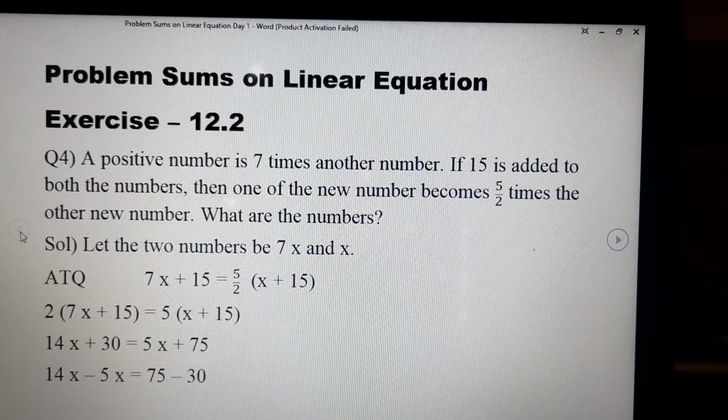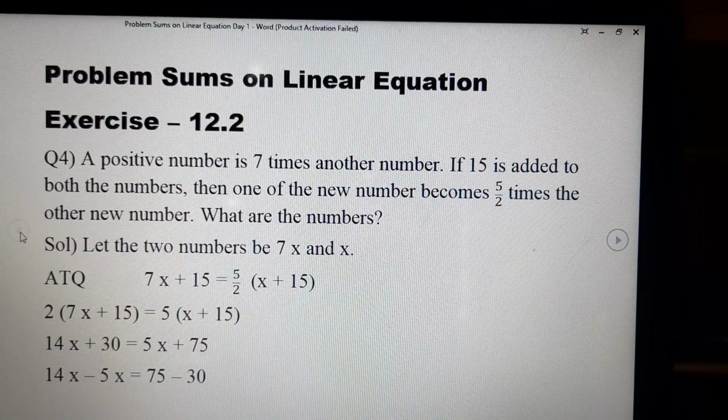Now the problem sums will be given here. First of all, we have to read them very carefully and then we have to make the linear equation and then we have to solve it. Okay, I'll pick up the questions and with the help of them I'll tell you how to establish a linear equation and then to solve.